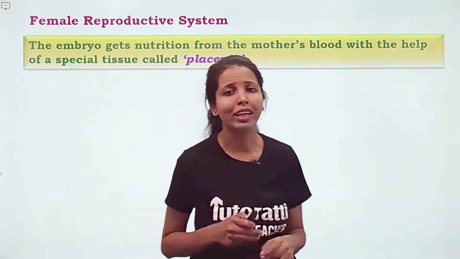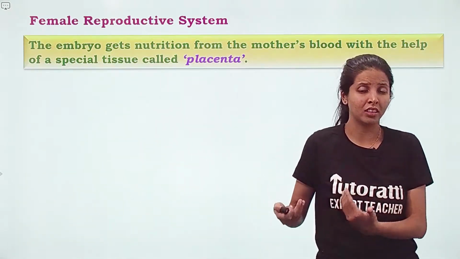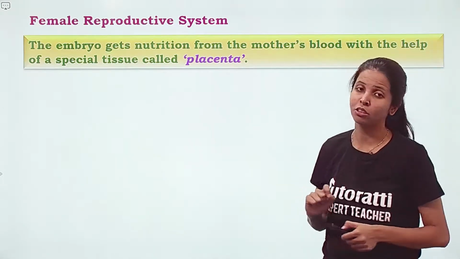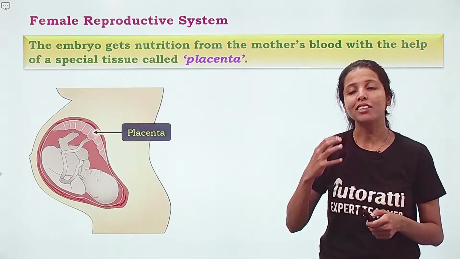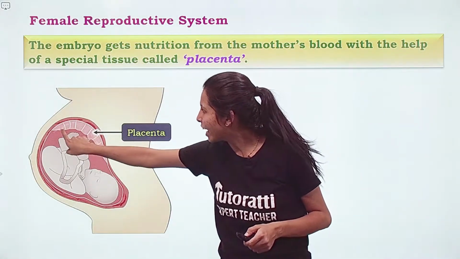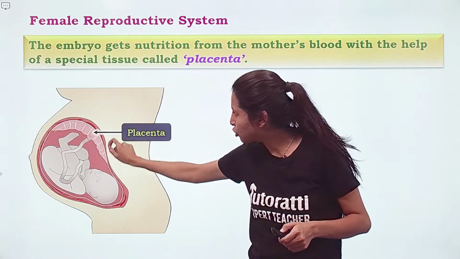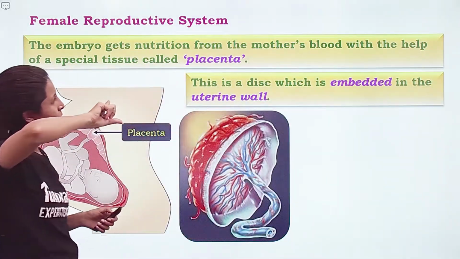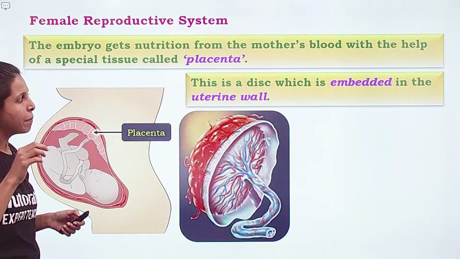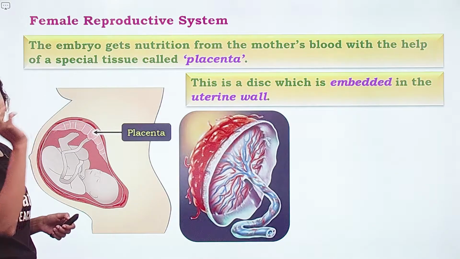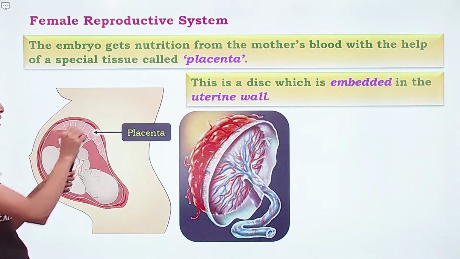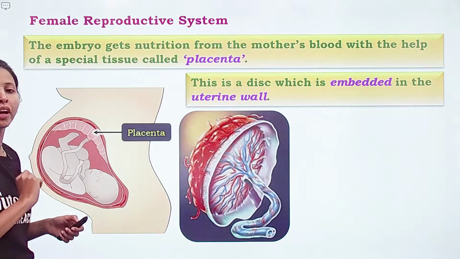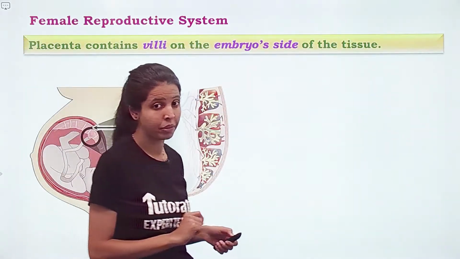The embryo gets its nutrition from the mother's blood, of course, with the help of a special type of tissue. Now this is a new word that we learn: placenta. As you can see, a thick tissue-like structure forms, and it is called the placenta. It is disc-shaped, just see. This is a disc which is embedded, that is, fit into the uterine wall. It is fixed on the wall of the uterus, and from there nutrition is provided to the growing baby.